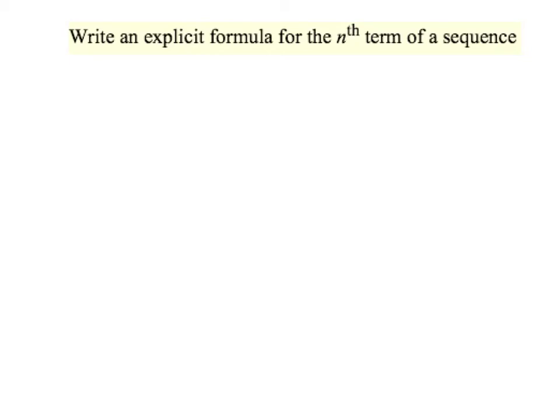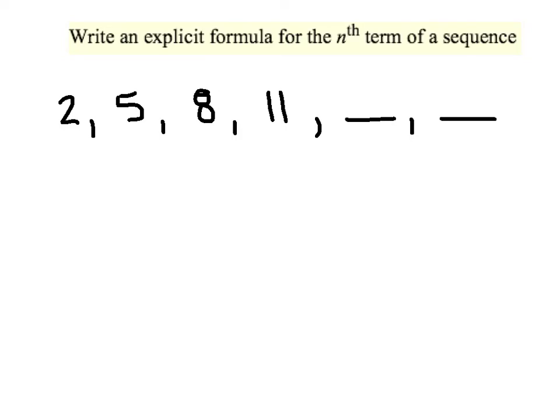Instead of giving you the rule or the formula for the nth term, and then asking you to give me specific terms, we're going to do the opposite, and I'm going to give you the terms right up front. I'm going to say the first term's a 2, the second term's a 5, the third term's an 8, the fourth term's an 11, and then the 5th term and the 6th term are mystery terms.